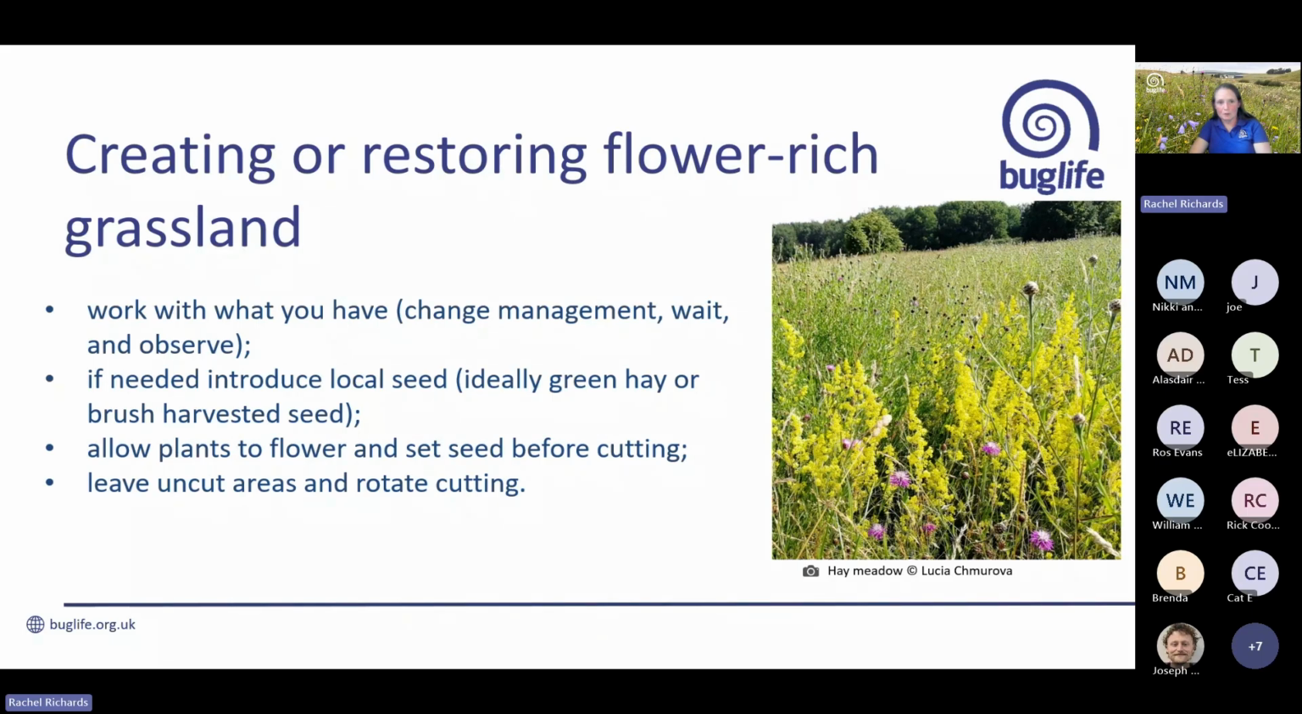And where possible, try and look at creating or restoring flower-rich grassland. So if you've got a species poor pasture or it's moderately species rich, there's lots of different ways to enhance it. And I think you've probably covered that in other talks, but you can use things like green hay or brush harvested seed. So that means it's seed that's coming from another local meadow, which is going to take well in your soil and your climate, your environment, and have the plants that your local pollinators are used to. So that's the best way of doing it if you can. And then, with your managing, as I've said, you allow it to flower and set seed before you cut, ideally, unless you're trying to change the composition a little bit and cut some before they've seeded too much.